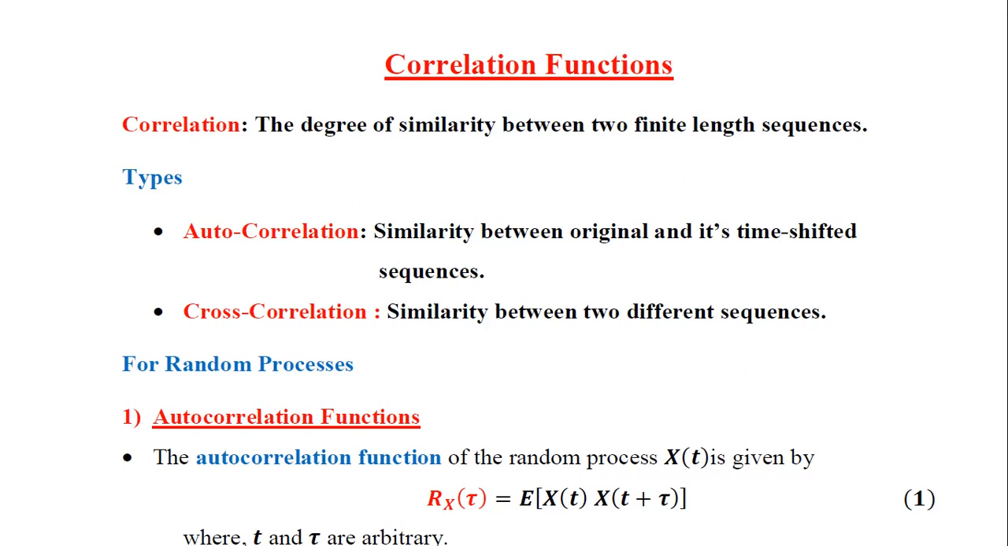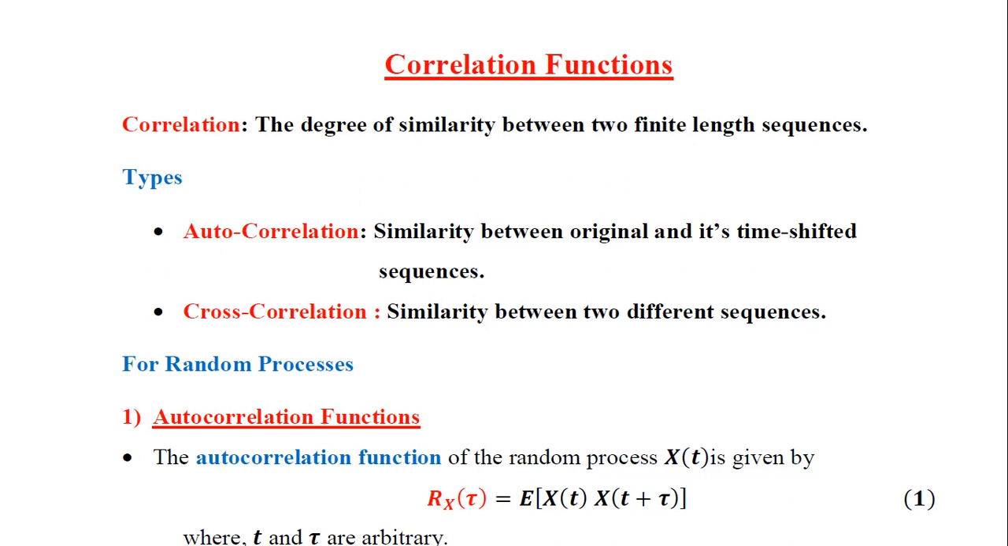Welcome, and today we are going to learn about correlation functions. So what exactly is a correlation? The degree of similarity between two finite length sequences is termed correlation in general. We have a classification of correlations, that is, the types of correlation, as below. Two types are there. The first one is autocorrelation and the second is cross correlation.